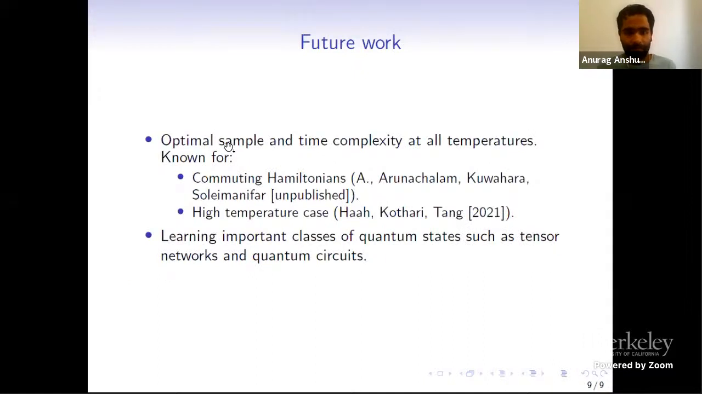So the big open question here is to figure out optimal sample and time complexity for all temperatures for this problem. We know so far commuting Hamiltonians can be learned optimally, and also high temperature states can be learned optimally. And the next question, once we figure out this, probably would be to understand the learnability of other important quantum states, such as tensor networks and quantum circuits. As I alluded earlier, they would be closely related to Gibbs states. And that's about it. Thanks for your attention.